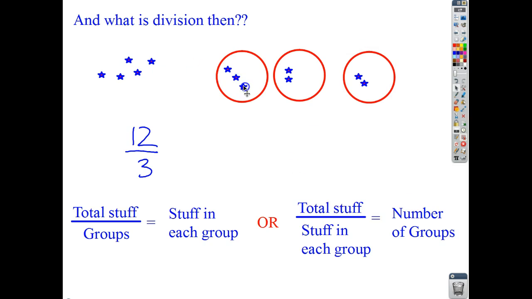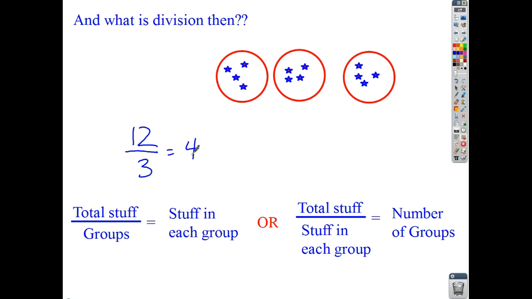Okay, and I'm putting them in one at a time. This is one way of doing division. And so then I see that when I'm done, I get equal amounts in each group. And what is my answer here? Well, my answer would be 4, because if I have 12 things and I divide them into 3 groups, I get 4 things in each group.